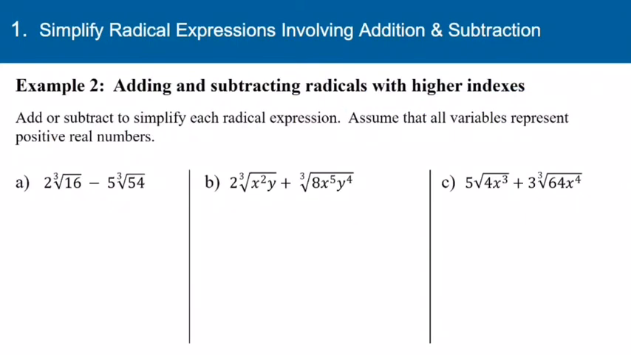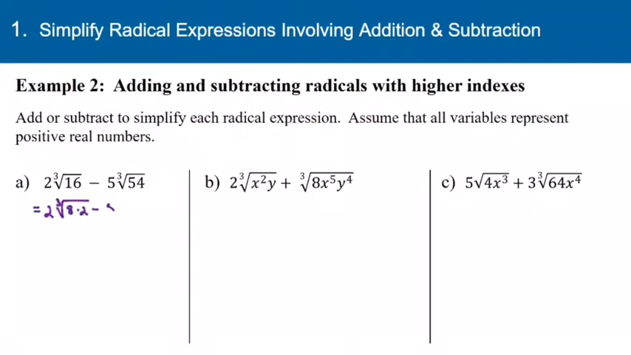Let's practice again. These examples work the same way, but we'll just see some higher indexes this time. So let's take a look here. We have 2 times the cube root of 16 minus 5 times the cube root of 54. Now these are cube roots, so under the radical we need to separate this into a perfect cube times whatever other factors are present. Now we know that 2 to the third power is 8, so we can write 16 as 8 times 2. And also we know that 3 to the third power is 27, so we can write 54 as 27 times 2.